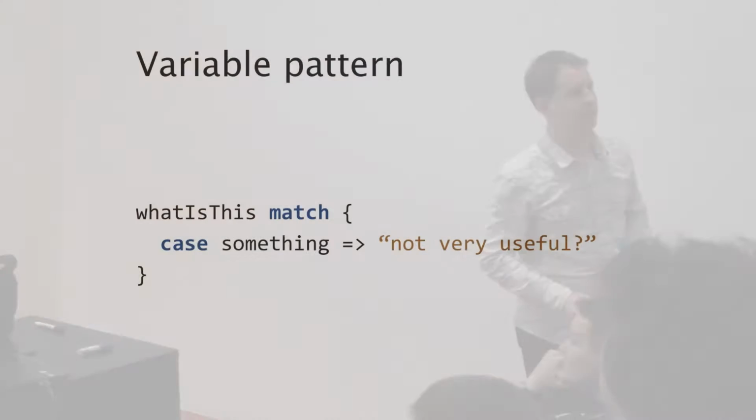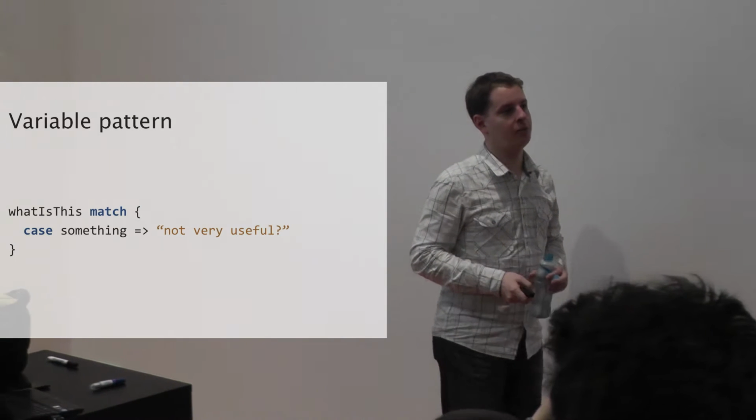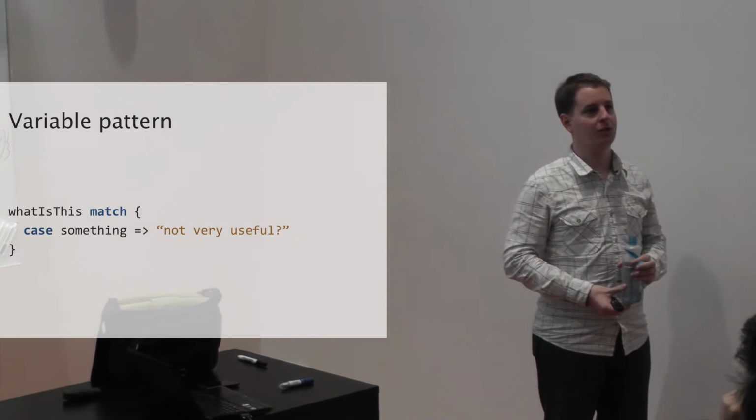So another pattern is the variable pattern. It's like the wildcard pattern. It also matches anything and creates a new variable with this name for this anything. So in this rather useless code, you will create a new variable something which will contain the value of what is this. What would be the type of the something variable? We know that.